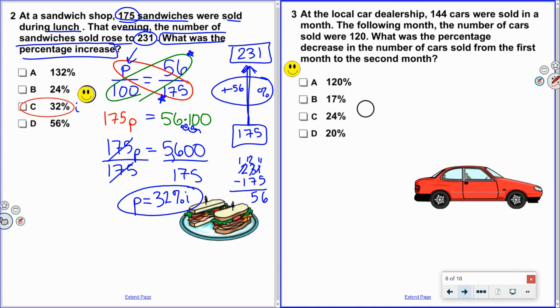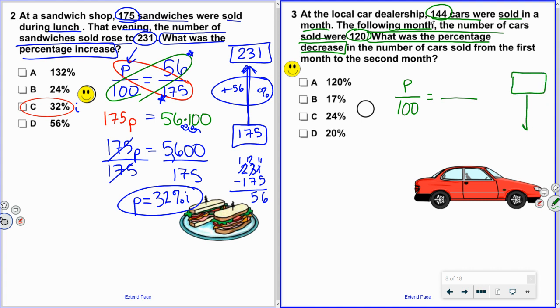Now, as I look at example 3, look for similarities, yes, but also look for differences. Local car dealership, 144 cars sold in a month. Following month, numbers sold were 120. What was the percentage of decrease in the number of cars sold from the first month to the second? All right, hold on. Immediate similarity, question says, what is the percent? Immediate difference, this guy goes down. Start with some cars sold, goes down, and we want to know what is the percentage that in fact decreased.